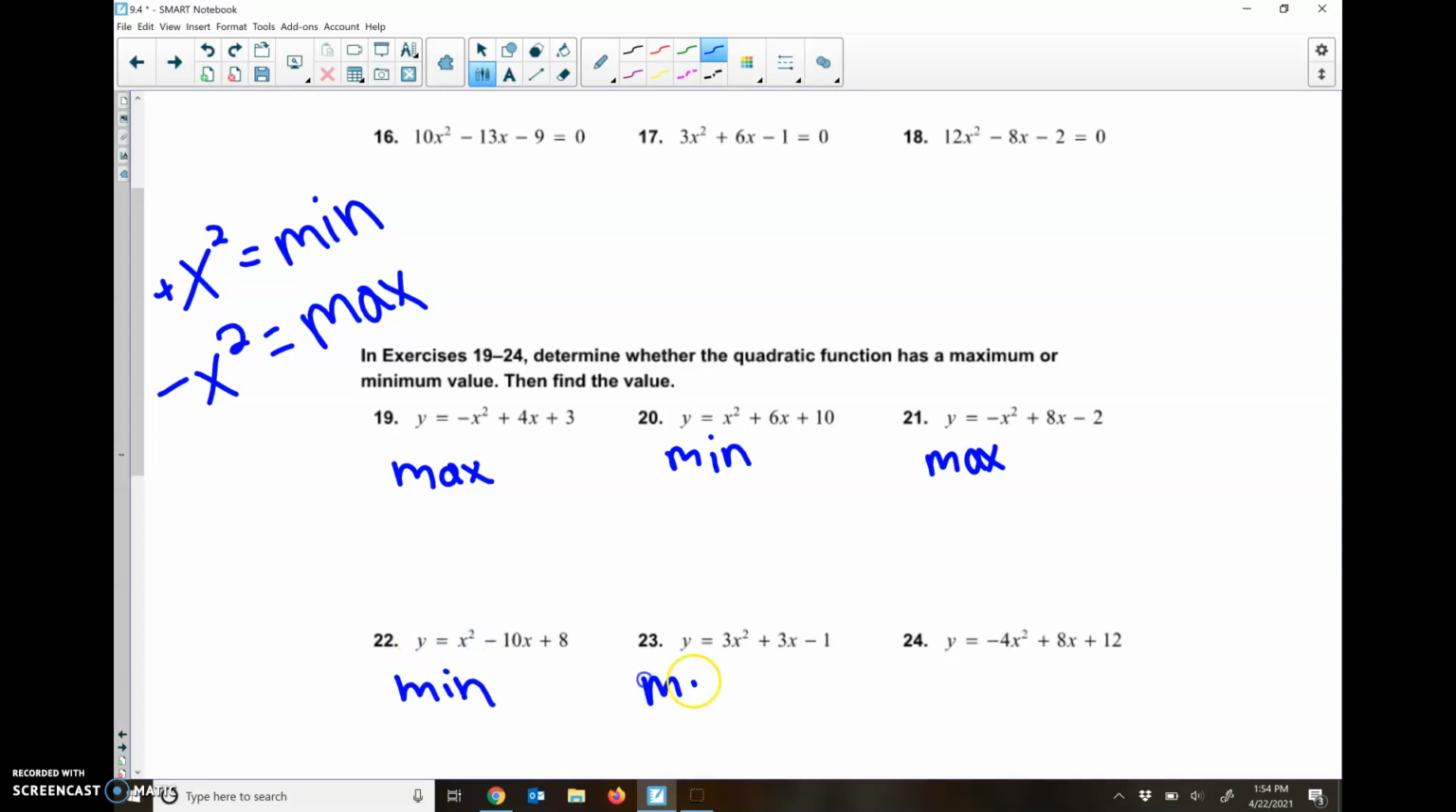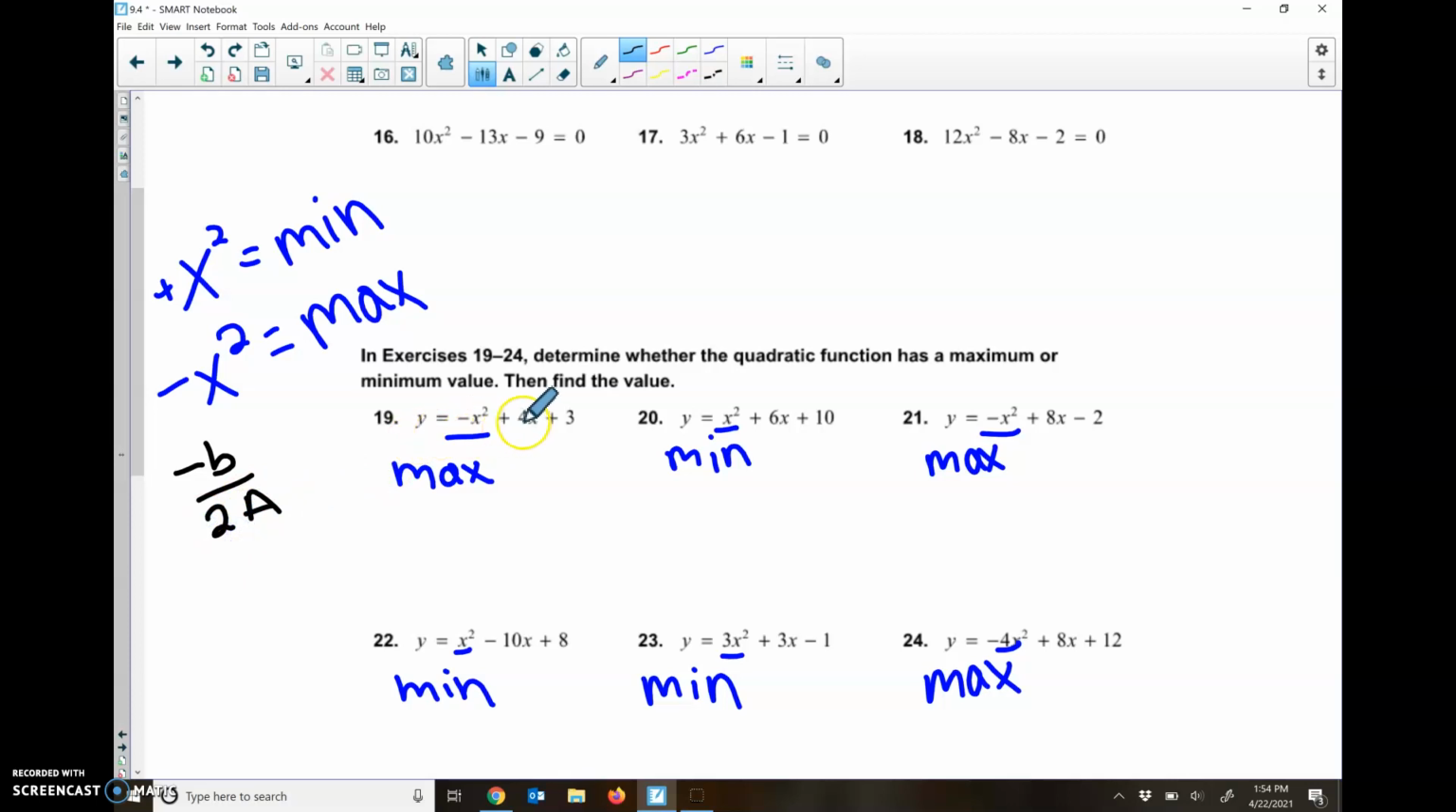23 is going to have a minimum. And 24 is going to have a maximum. So again, we can already tell these: negative x squared, positive x, negative x squared, positive x, positive 3x, negative 4x. So just because of that positive and negative, we can figure out what it's going to be. And then the way to do these is doing that negative b over 2a, if we remember all that stuff.